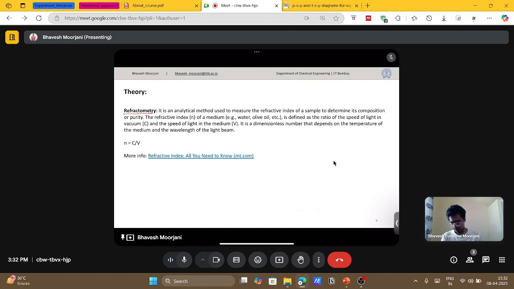So what is refractive index? Refractive index N is the ratio of the speed of light in a vacuum to the speed of light in a given medium, right? So N is equal to C by V. It's a dimensionless number that depends on the temperature of the medium and the wavelength of the light wave. So how is it computed?